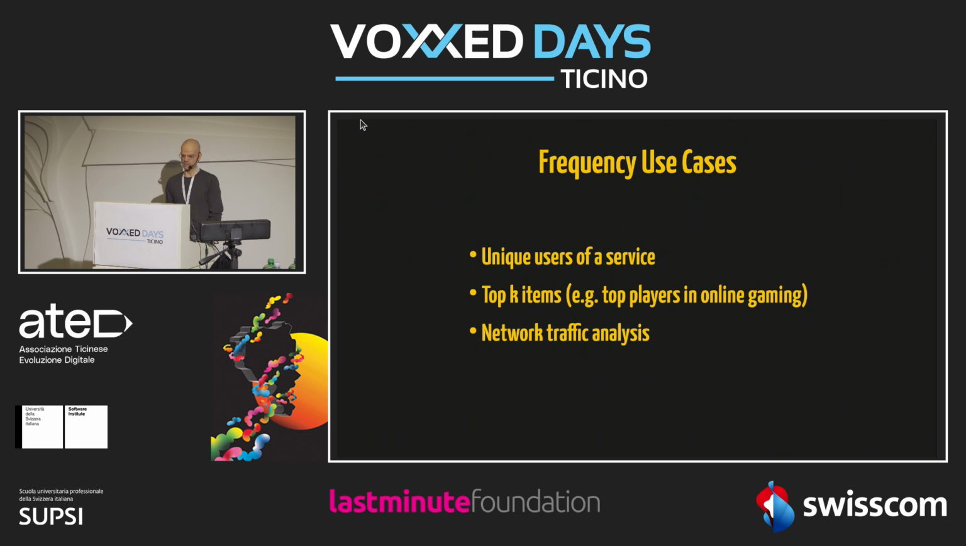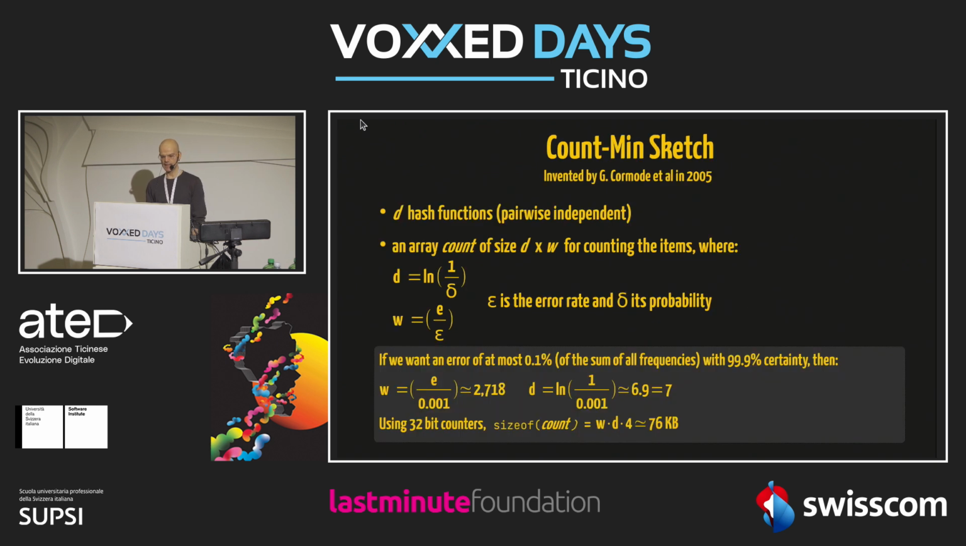When do we need this? Maybe we need to count the unique users of a service, or the top K items in particular environments, or also in network traffic analysis. So there are a lot of use cases in which we need to know the frequency of the items. And so we are going to see the count min sketch data structure, which is composed of D hash functions.